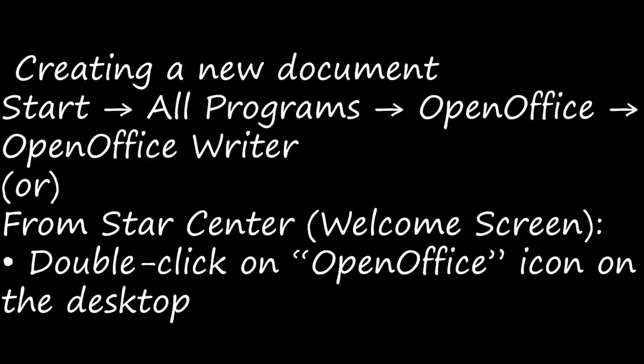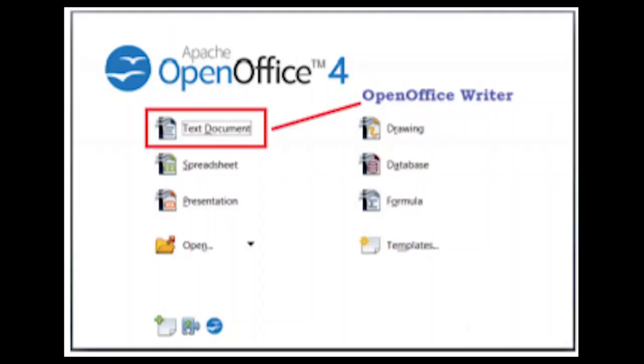Let's see how to create a new document in this OpenOffice Writer. For this, we have various methods. The normal method to open this OpenOffice Writer is from Windows: you have to select Start, then All Programs, OpenOffice, and from there select OpenOffice Writer. Or else, from the welcome screen, we'll say it is Start Center. From there you double click the OpenOffice icon on the desktop, then the Start Center, the opening screen of OpenOffice, will be displayed. From there you have to select text document.